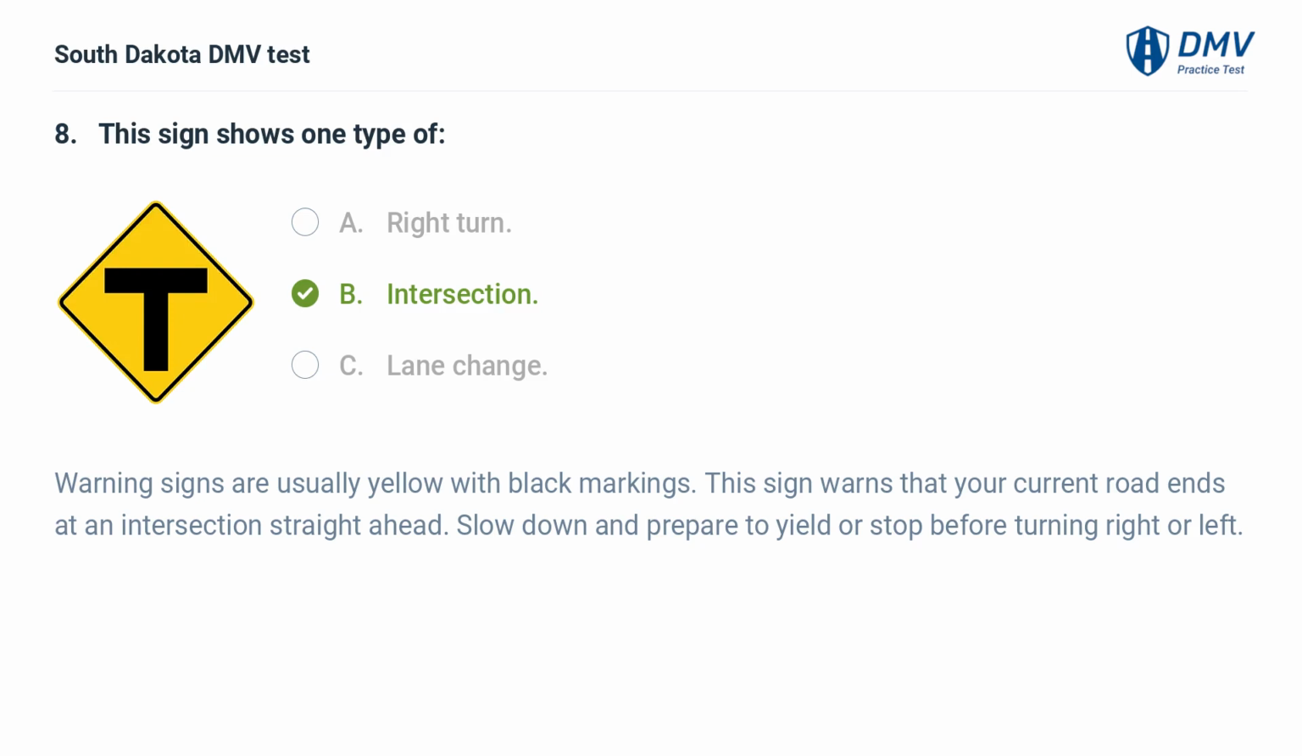Warning signs are usually yellow with black markings. This sign warns that your current road ends at an intersection straight ahead. Slow down and prepare to yield or stop before turning right or left.